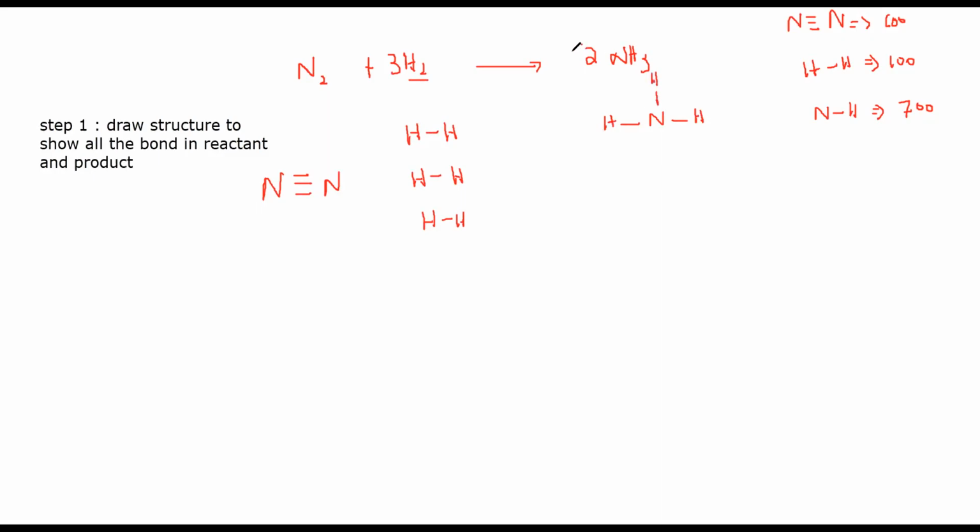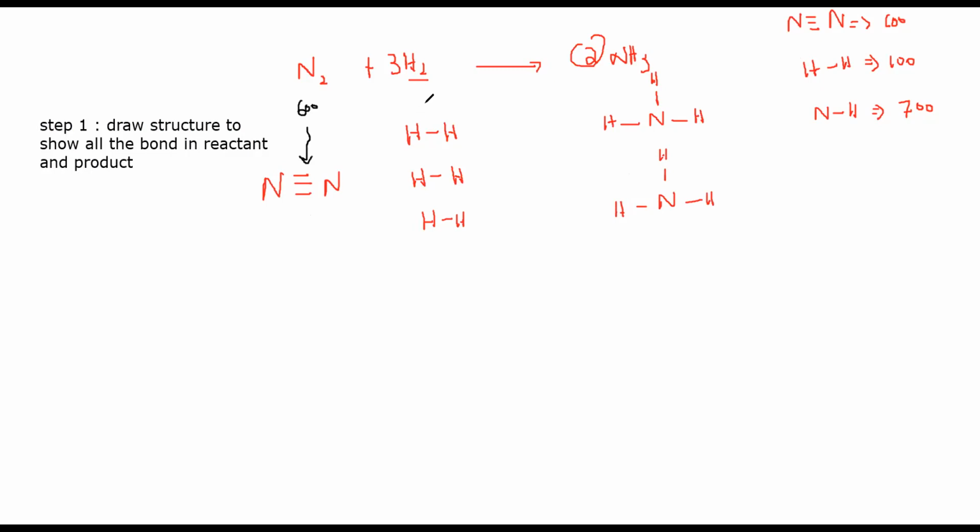And how many molecules of NH3 are there? 2 molecules of NH3. So first thing what we'll do, we'll draw the structure to show all the bonds in the reactant and product. Now, what happened? Reactant side, the bond will break. So to break this bond, how much energy is taken in? It's 600.